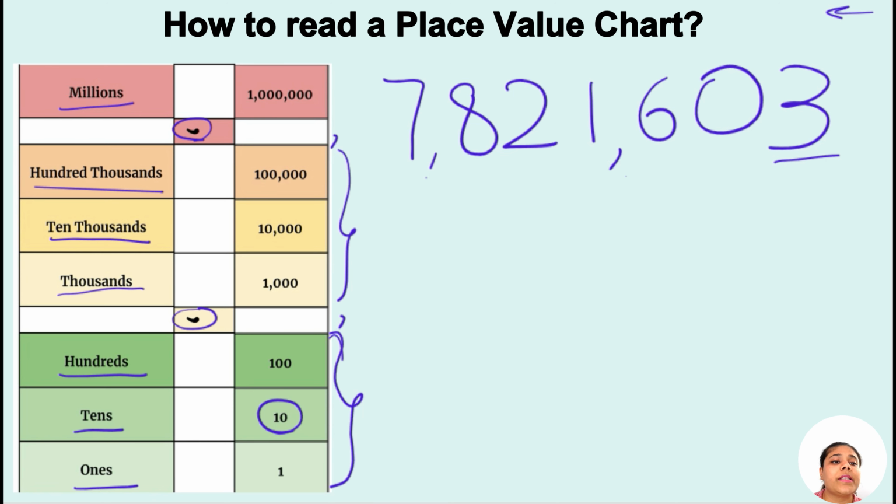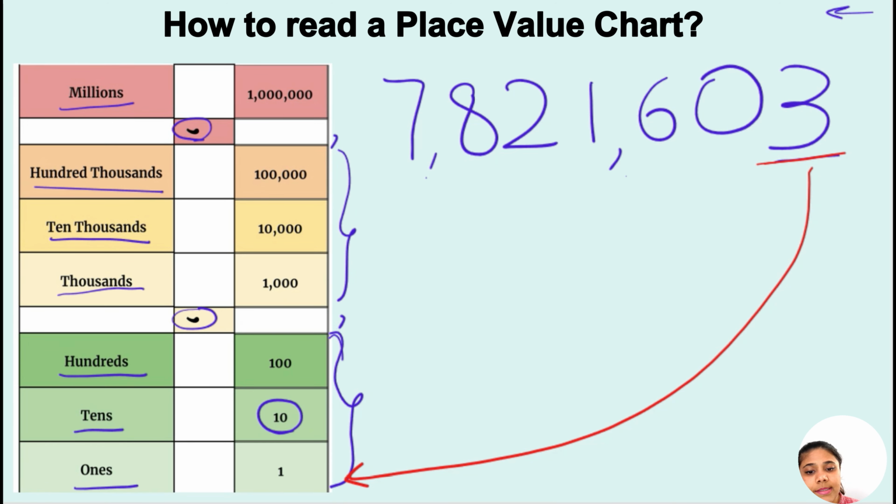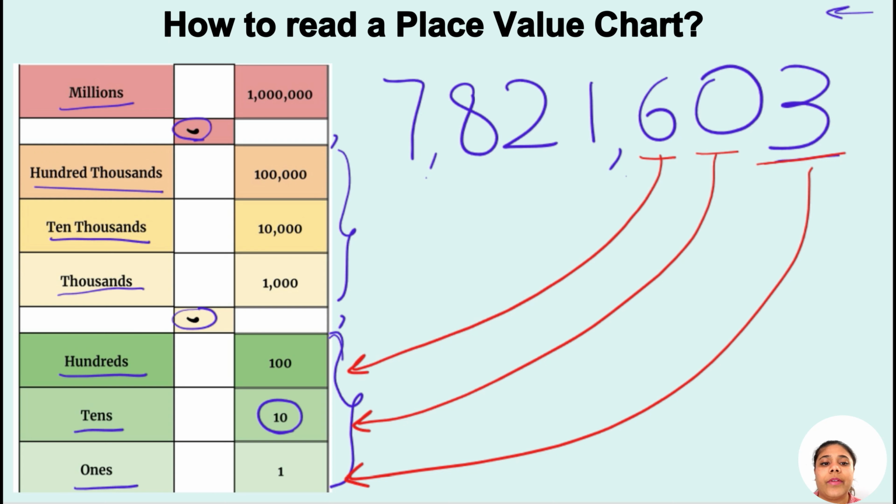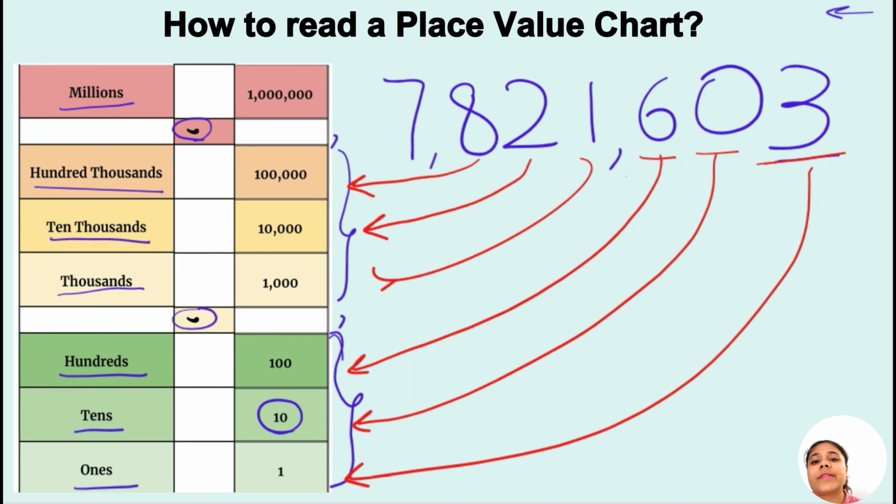What do you think is the place value of 3? It's ones. Place value of 0 is tens. Place value of 6 is hundreds. Then we have a comma. Place value of 1 is thousands. Place value of 2 is 10,000s. Place value of 8 is 100,000s. And place value of 7 is millions.